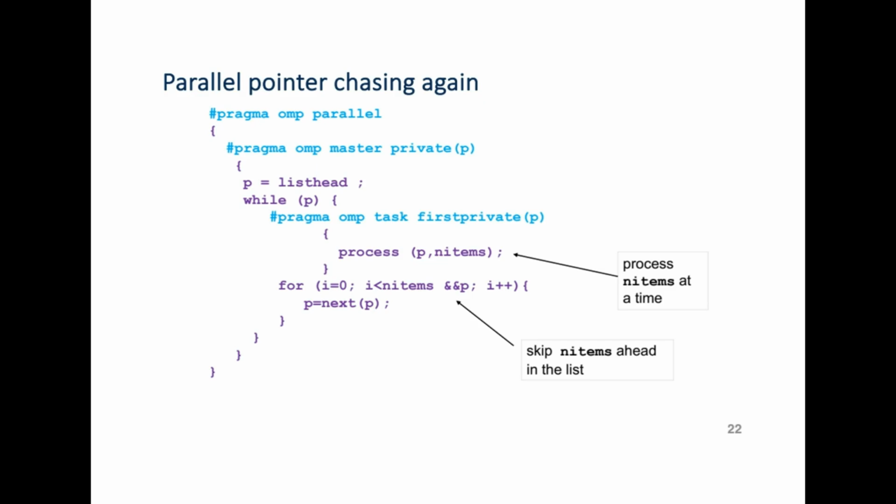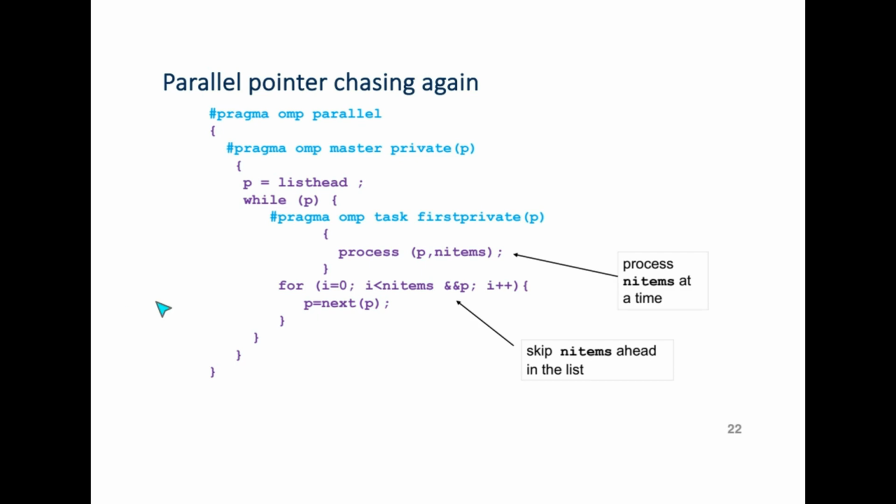So you might need to have some control over the granularity. Have some parameter in the code which allows you to control the sizes of the OpenMP tasks that are generated.